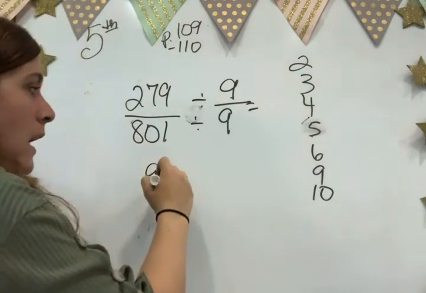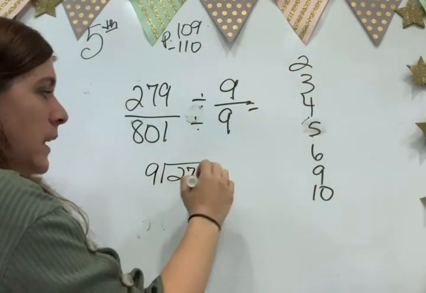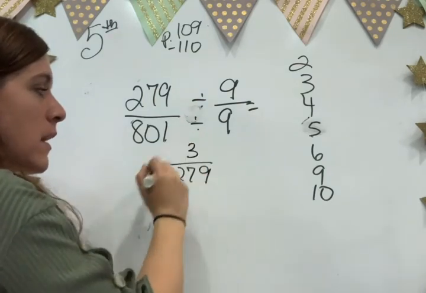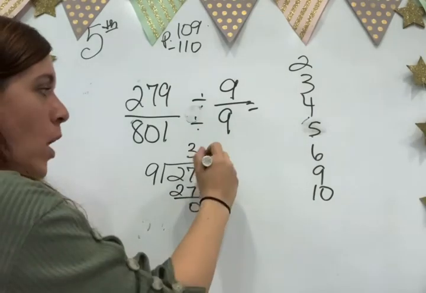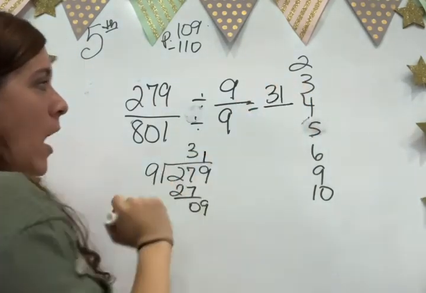Let's do it over here. 9 into 279. 9 into 27 is 3. 3 times 9 is 27. 0, 9. 9 times 9 is 81. So this answer is 31 at the top.